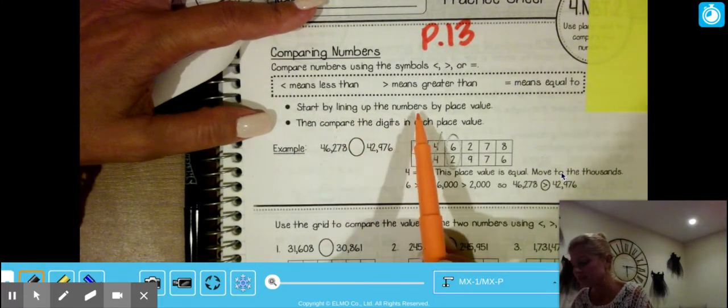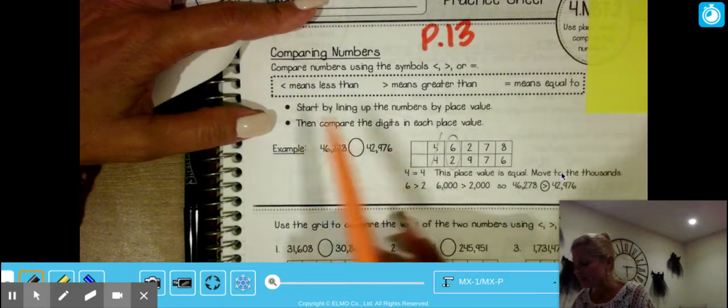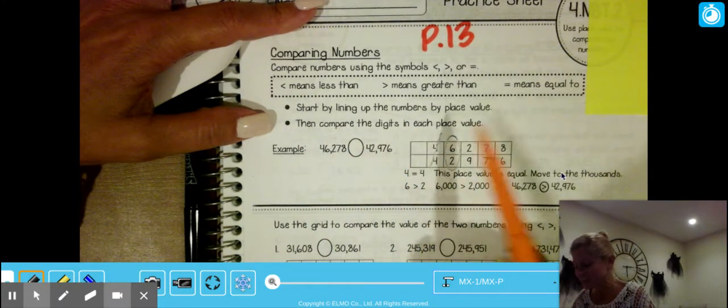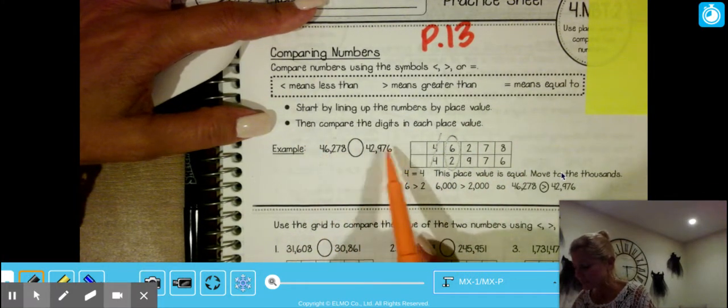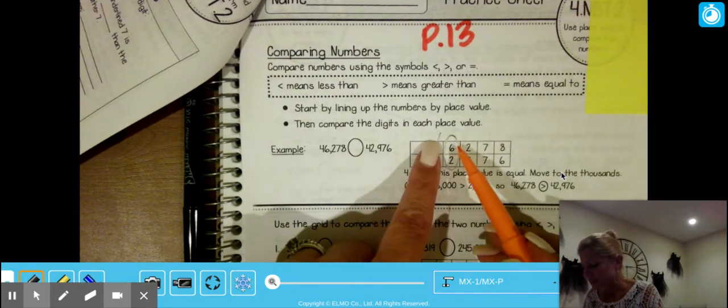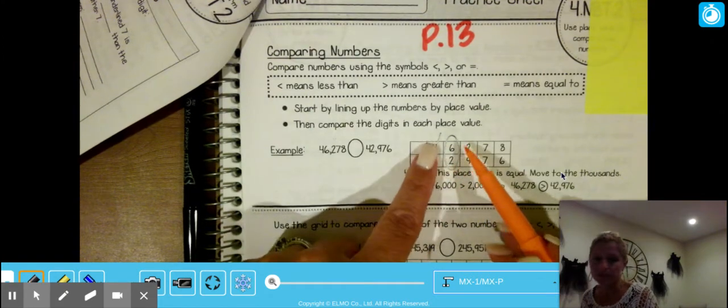It says, compare the numbers using the symbols less than, greater than, or equal to. And they give us the same advice that I just gave you. They say, start by lining up the numbers by place value. Then we're going to compare the digits in each place value. So here's an example. This circle is where you're going to write either the greater than, less than, or equal to symbol. And they lined them up underneath of each other. This is a good strategy to use if you feel like you need it.